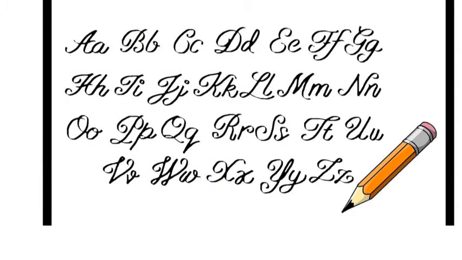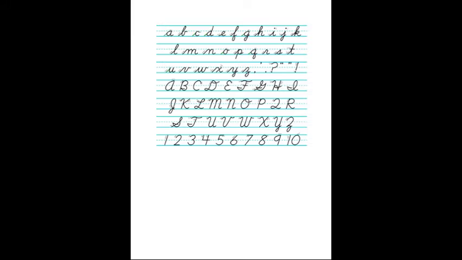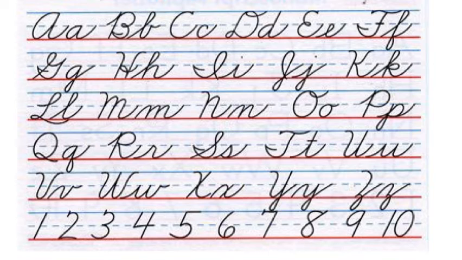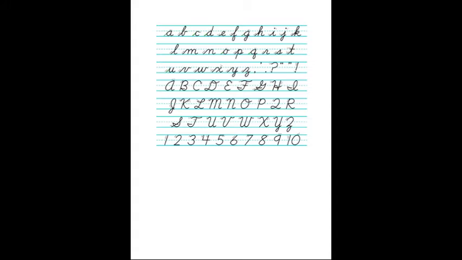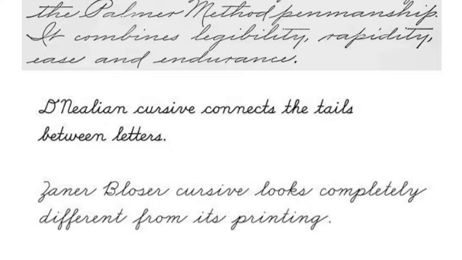There are a lot of different types of cursive writing. Palmer, Zaner-Bloser, and Denealian are a few that some schools use. I've taught all of these and a couple more. When I was in school, we were taught Palmer cursive, so that's what I learned first. All of the different types of cursive have characteristics that are uniquely their own, but they are all similar and all use connected letters in some way so that the writing flows smoothly.